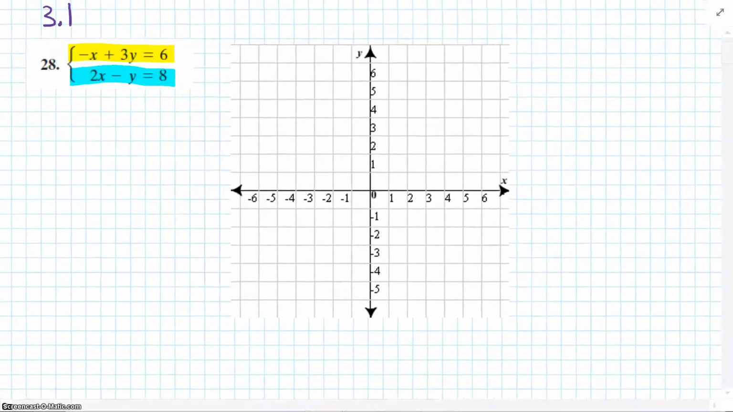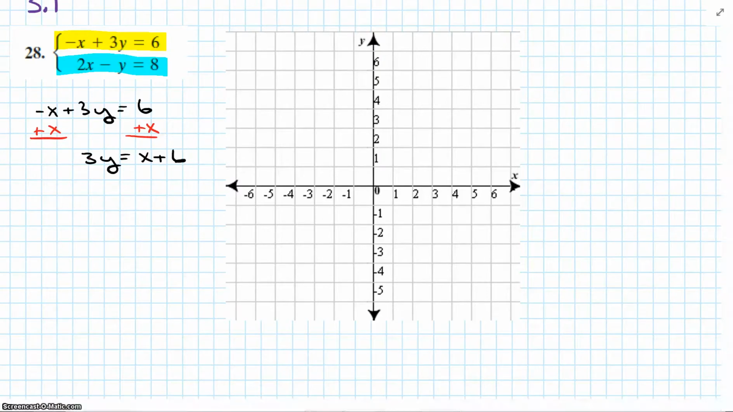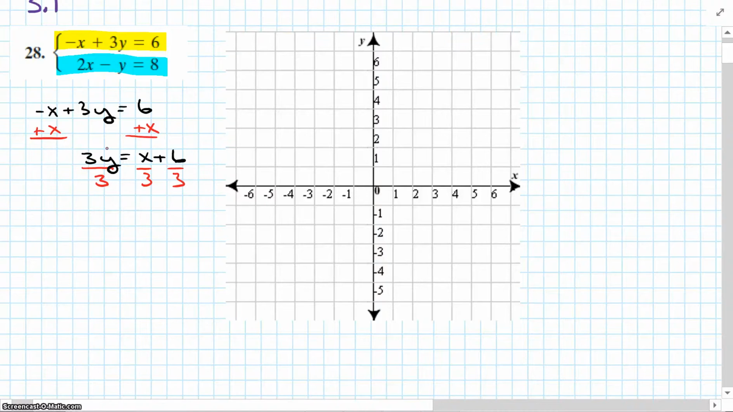Okay, so let's zoom in a little bit. The first equation is negative x plus 3y equals 6. Let's add x to each side. We're trying to get y by itself. So we're going to get 3y equals 6 plus x. We're going to divide everything by 3 to get y by itself. So we're going to end up with this equation: y equals 1/3 x plus 2.